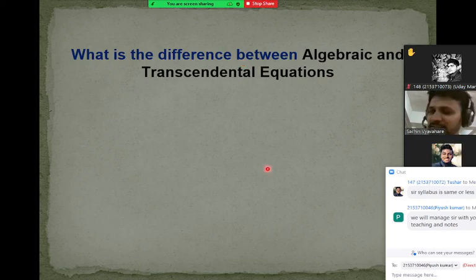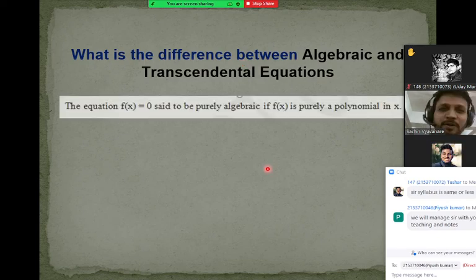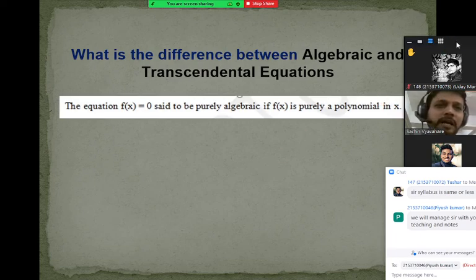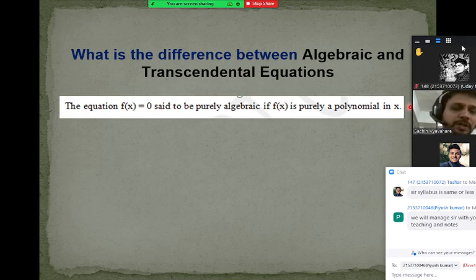The equation in the form f(x) equal to 0, where they are purely polynomial functions, is called algebraic. Okay, good. Which means in the form of x raised to n. And what about transcendental? They might include trigonometric, logarithmic, and any other. Very good.